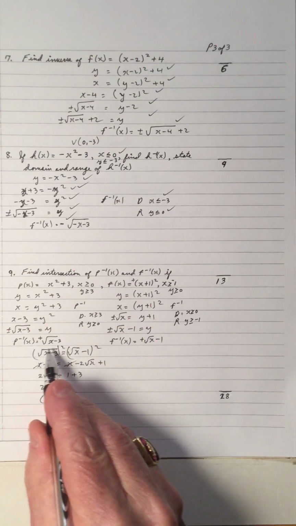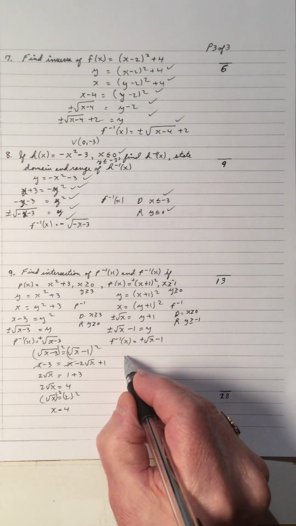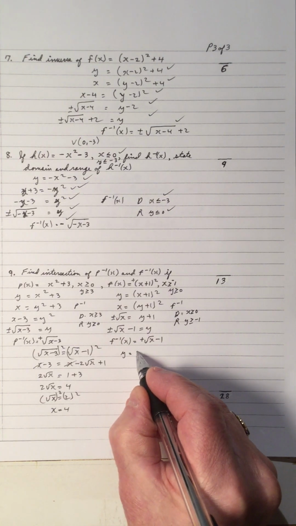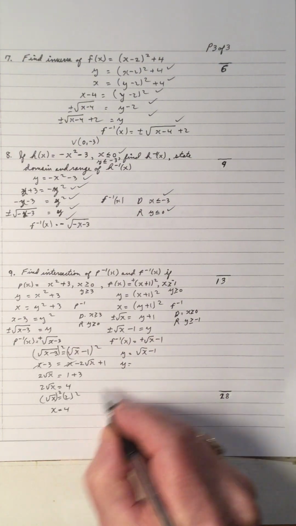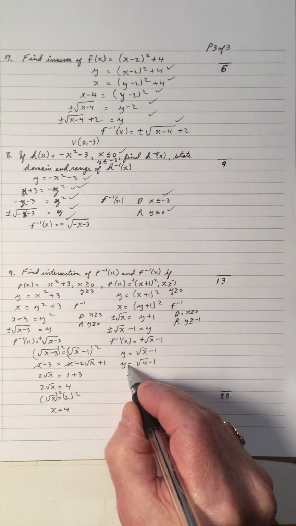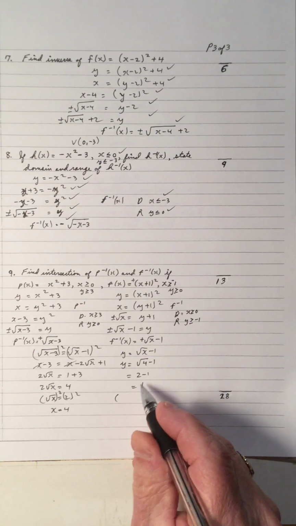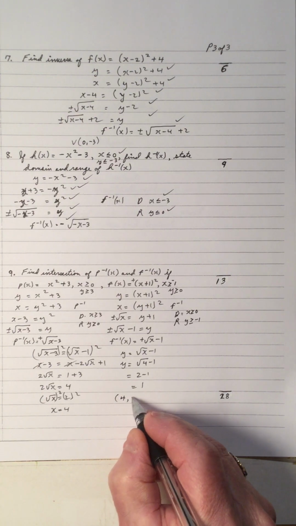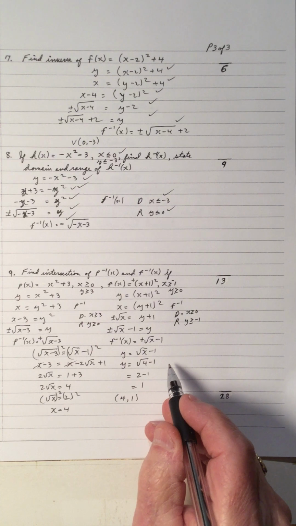Now, let's take this equation here. We can take either one of these two, it makes no difference. So we can sub x in here. If y equals root x minus 1, x is 4, so we'll put a 4 in here. Square root of 4 is 2, 2 minus 1 is 1. So the intersection is (4, 1). That's the ordered pair where the two of them intersect.